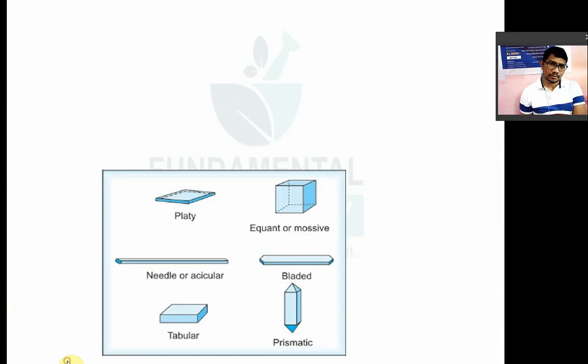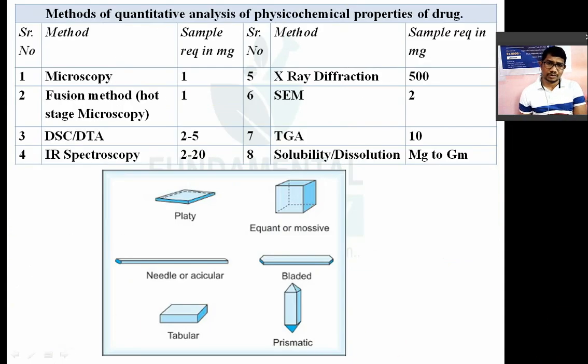Now you can see over here, this is a platy, plate-like structure. Equant or mossy, needle or acicular crystallite, tubular crystallite, prismatic crystallite, bladed crystallite.